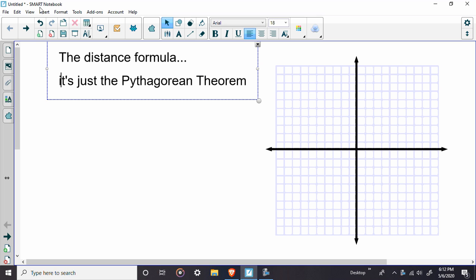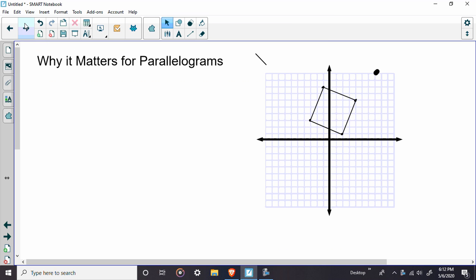Because this is a review, you can skip through this if you think you know, okay? So if you know the distance formula and you know it well, you can skip straight through to this part, why it matters for parallelograms, okay? So I'll try and pause on each one of these pages.